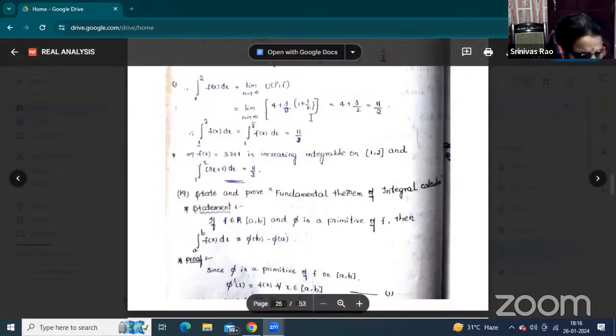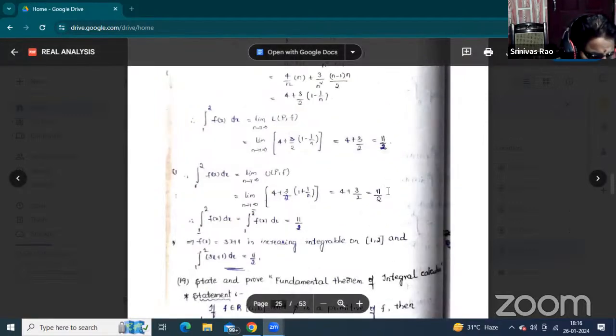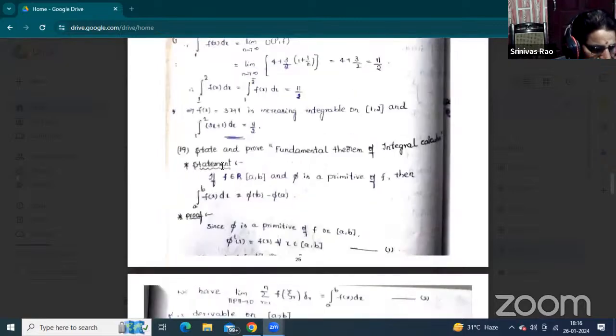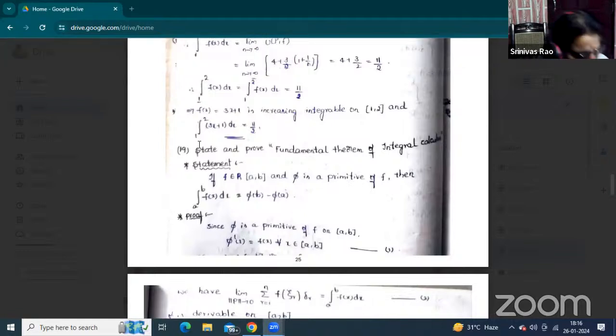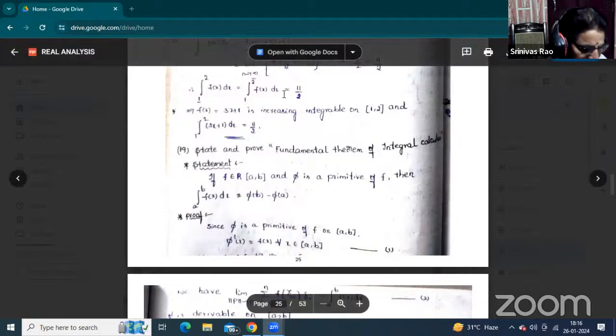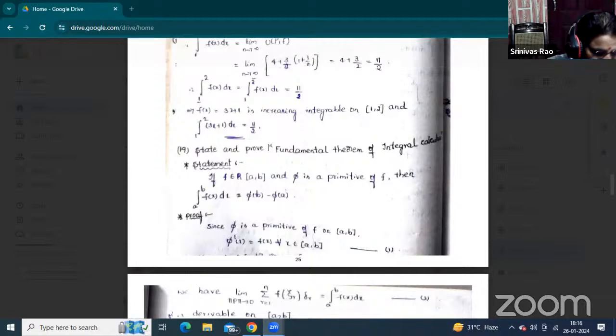So when the lower Riemann integral and the upper Riemann integral, both values are equal, the given function is Riemann integrable. So that's why it is denoted by integral 1 to 2 of 3x plus 1 dx equals 11 by 2. Students, now this is one of the finest and most important problems in the final examination through the Riemann integration.